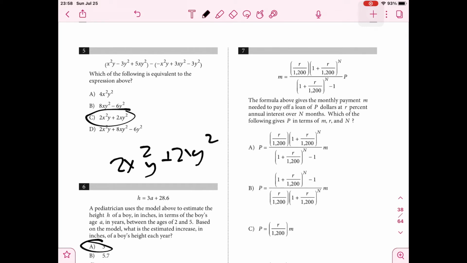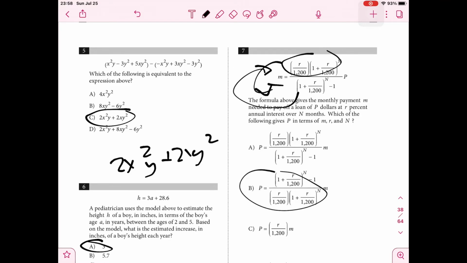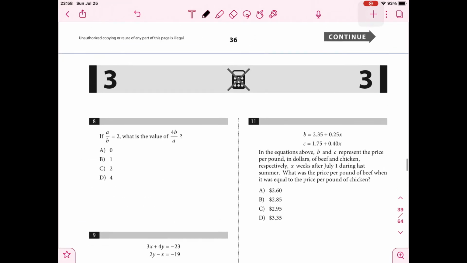Okay, the formula above gives the monthly payment M needed to pay off a loan of P dollars at R% interest in N months. P in terms of M, R, and N. Okay, so I have to solve for P. Oh, okay, that's just fabulous. So anyway, this part goes to the bottom. So I divide by that, and this part goes to the top. So that's 1 plus R. Oh, this part goes to the top with the M at the side over R. That would be my guess.